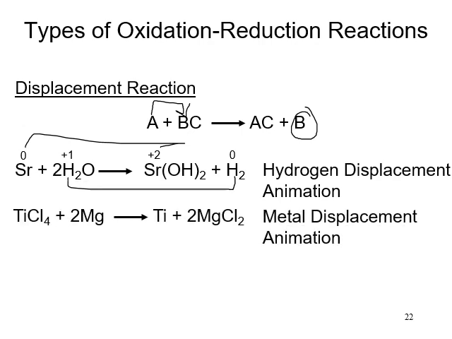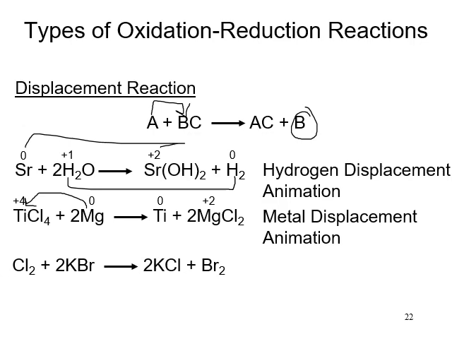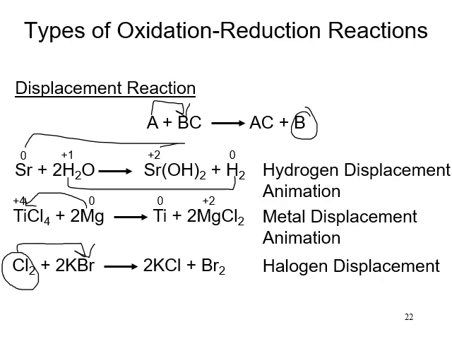Here's another displacement reaction, but it's called a metal displacement reaction. Magnesium displaces the metal titanium. If you look at the numbers, titanium goes from +4 to 0, and magnesium goes from 0 to +2. Chlorine looks like the spectator ion. Here's another type of displacement reaction, a halogen displacement. One halogen, this is column 7A, displaces another. You look at your oxidation numbers, chlorine went from 0 to -1, and bromide went from -1 to 0. So this would be a reduction, and this would be an oxidation.